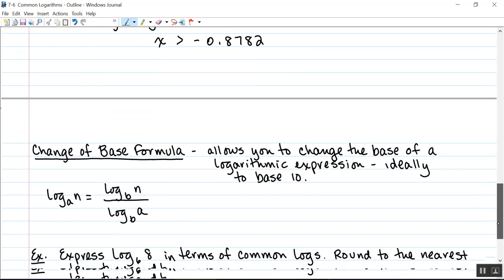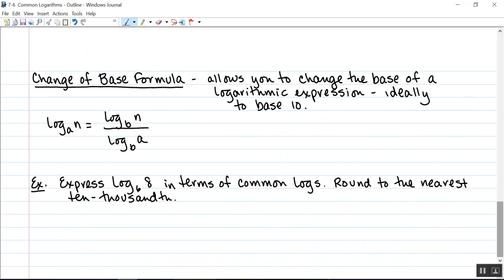Okay, and the last thing we're going to take a look at here is something that's very useful called the change of base formula. It allows you to change the base of any logarithmic expression, and ideally we want to change it to a log base 10 because I can use my calculator for that. So here's the little formula. Log base a of n equals log base b of n divided by log base b of a. Now b is your base, and that's what you can choose to be whatever you want. We're going to choose 10. So I take the base, whatever my base is here, and that becomes what I'm taking the log of on the bottom, and what I'm taking the log of here becomes what I'm taking the log of on the top.